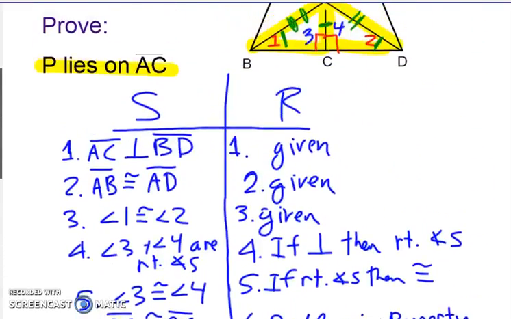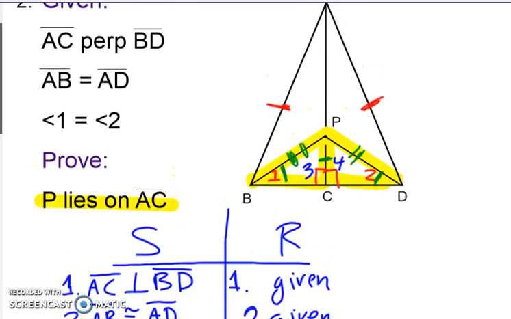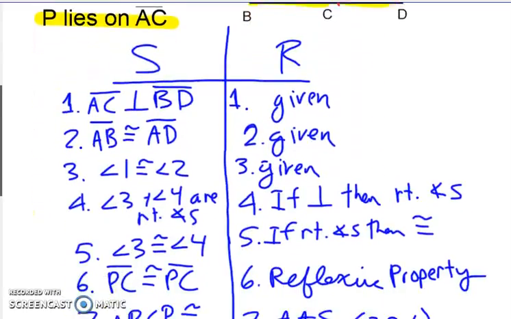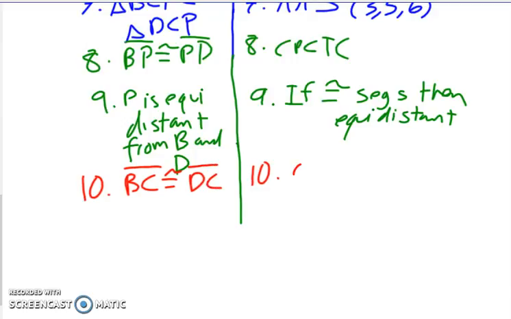Now here's where you need to be careful. We've shown that P is equidistant from B and D, but we haven't yet shown that AC is a perpendicular bisector. So in order to show that AC is a perpendicular bisector, we need to show that it's a bisector and that it's perpendicular. We already have the perpendicular part. We need the bisector part. To do that, we use CPCTC again to say, well, BC must be congruent to DC by CPCTC. Therefore, AC bisects BD.